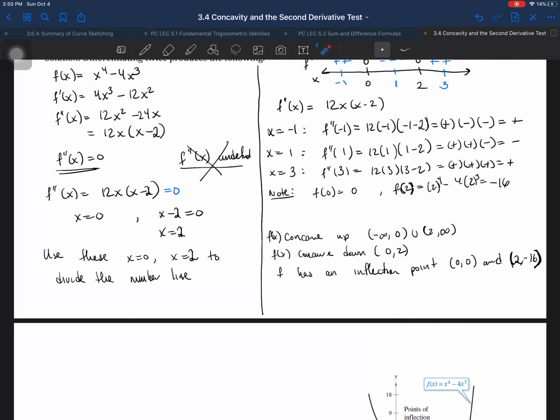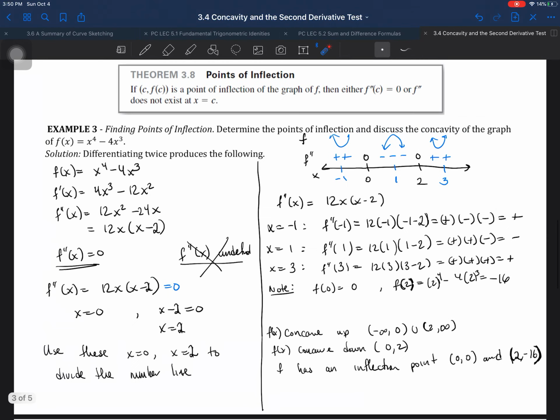So what about the second part, the second derivative equal to 0? Well, in that case, if we set this equal to 0, we have two options: x equals 0, or x minus 2 equals 0. Do you see how the benefit of factoring it out was? By factoring out, it was much easier for us to find these zeros. This suggests that x equals 2. So x equals 0 and x equals 2 will subdivide the number line.